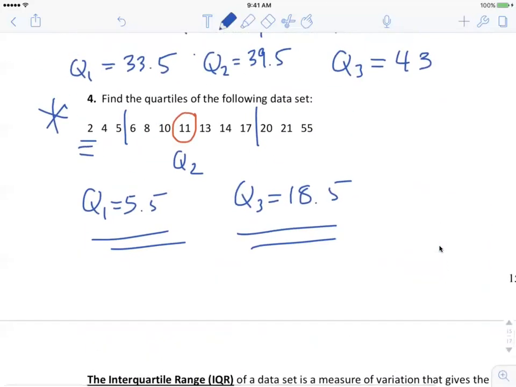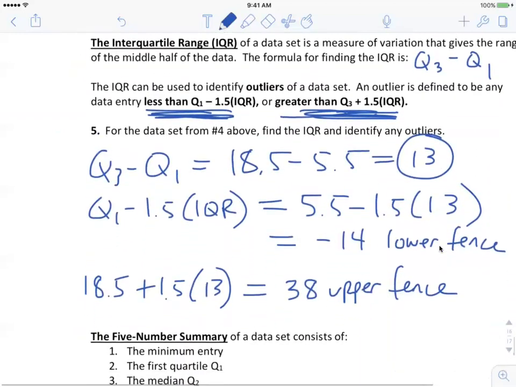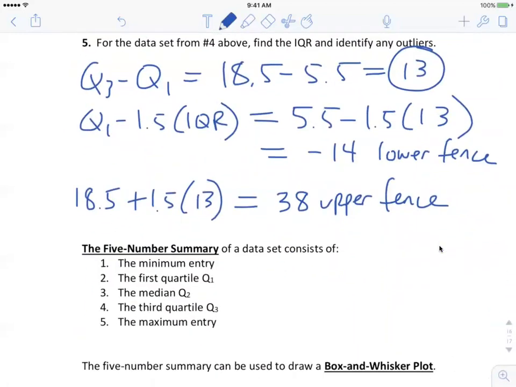So I go back to my data set. Do I have anything above 38? Oh yeah. Okay, there's the 55. That is an outlier. All right. Since 55 is greater than 38, 55 is a potential outlier. Or let's just say an outlier. Okay. I'll circle that.